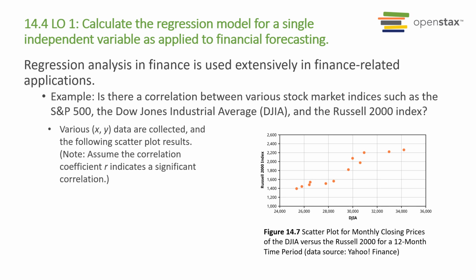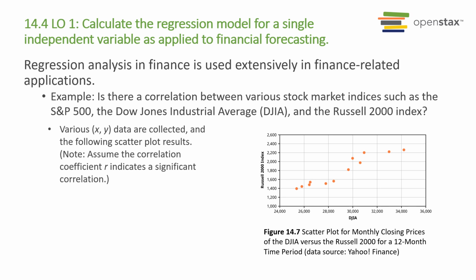Another application is to investigate if there's a correlation between indices such as the Russell 2000 Index and the DJIA. Does the value of the Russell 2000 Index depend on the value of the DJIA? Is it possible to predict the value of the Russell 2000 Index for a certain value of the Dow Jones Industrial Average? We can explore these questions using regression analysis.